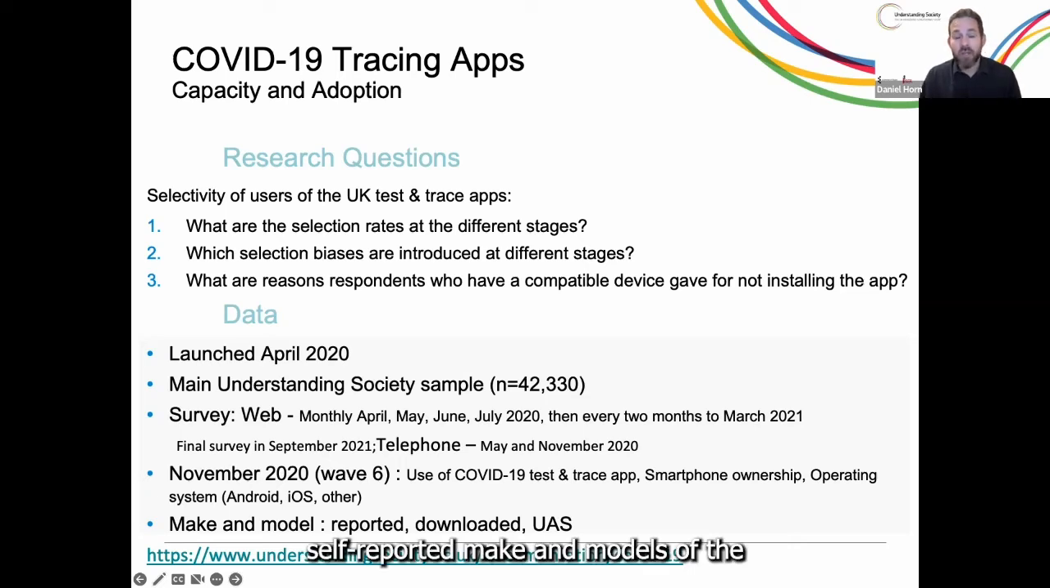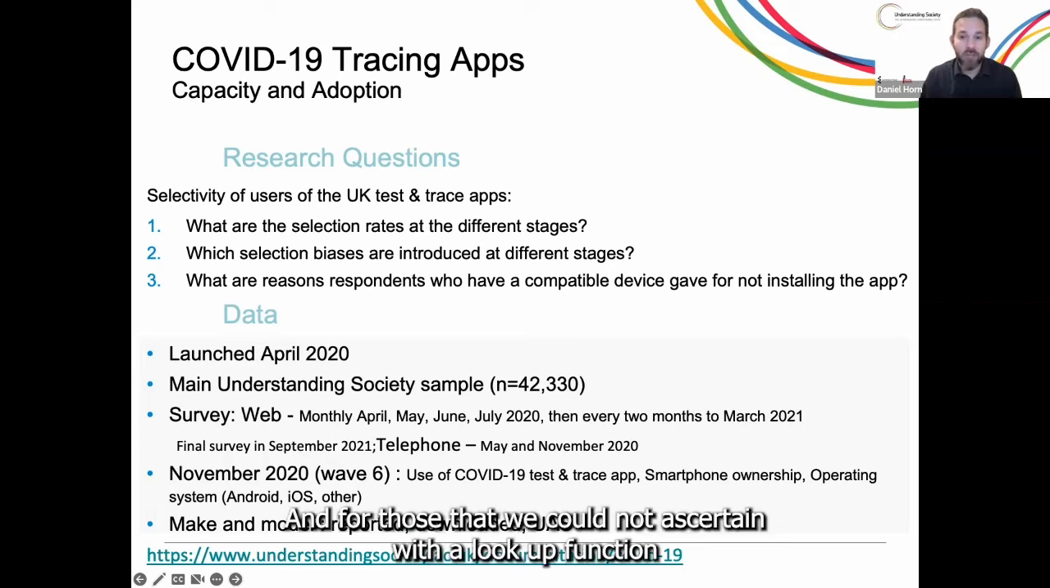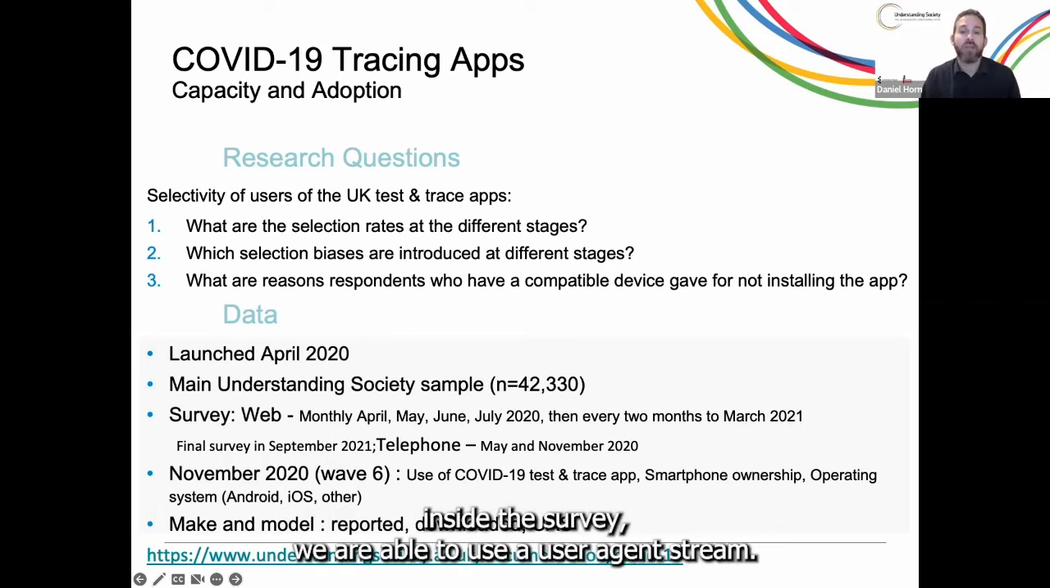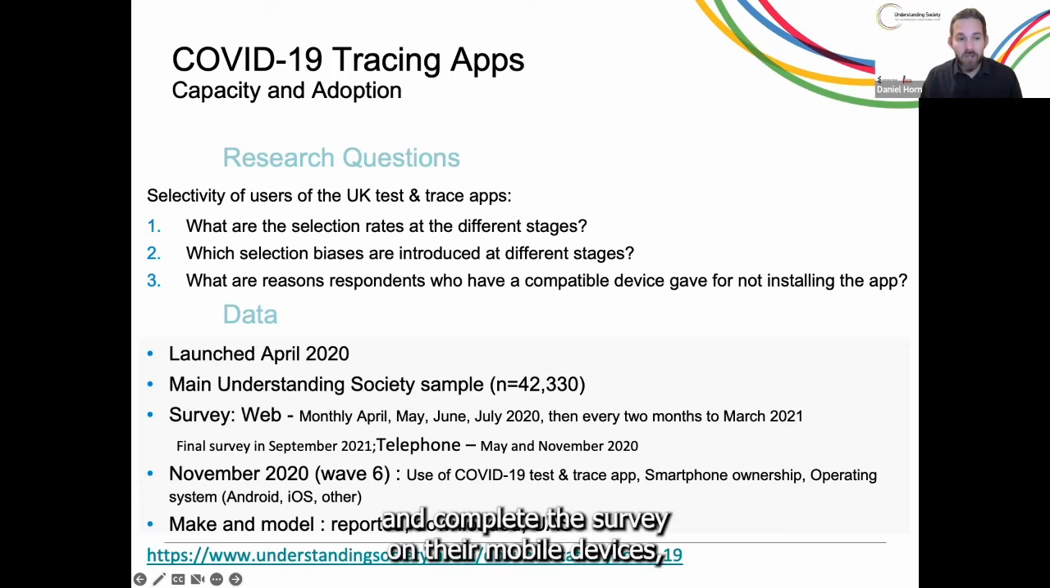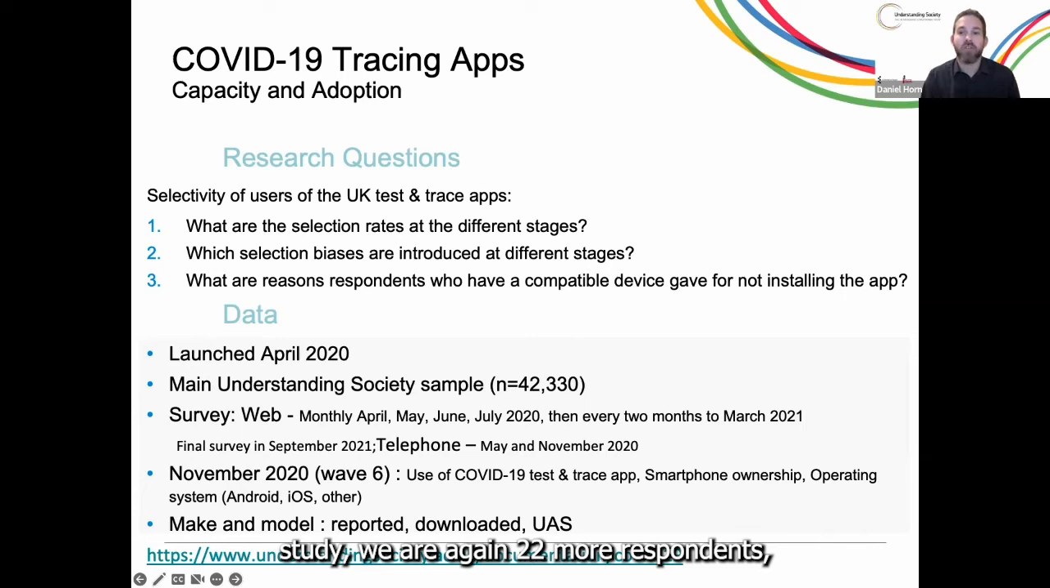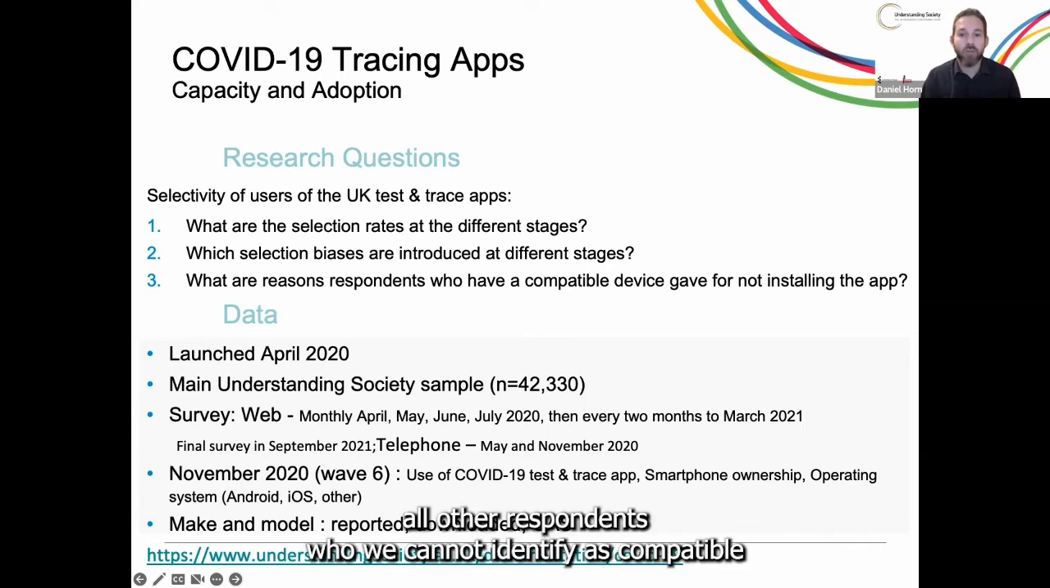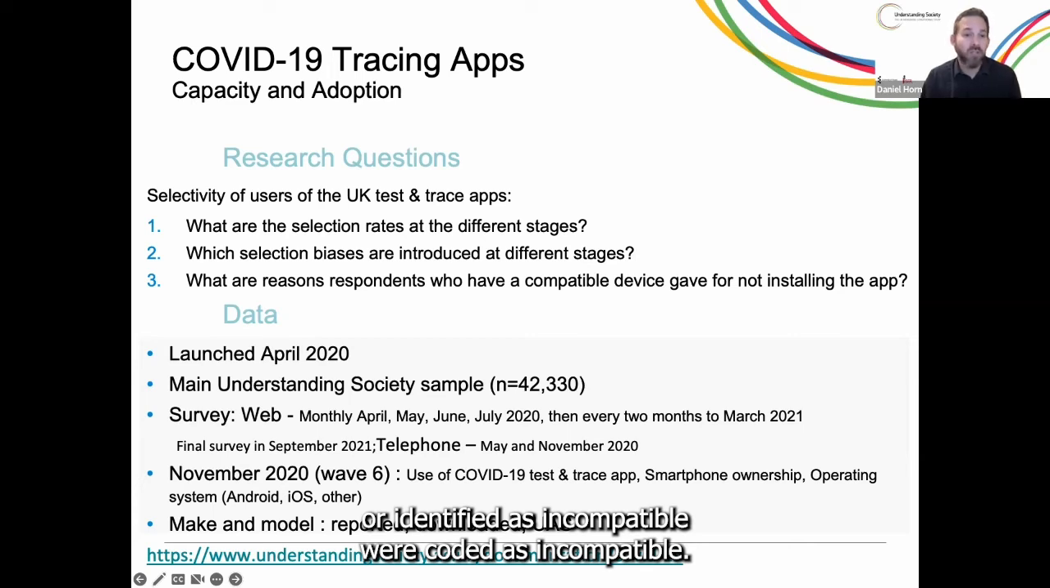In this study, we were also able to use self-reported make and models of the mobile devices. For those that we could not ascertain with a lookup function inside the survey, we were able to use a user agent string for those who did complete the survey on their mobile devices, of which we gained 160 cases for the November study. And then from the January study, we gained 22 more respondents. All other respondents who we could not identify as compatible or incompatible were coded as incompatible.